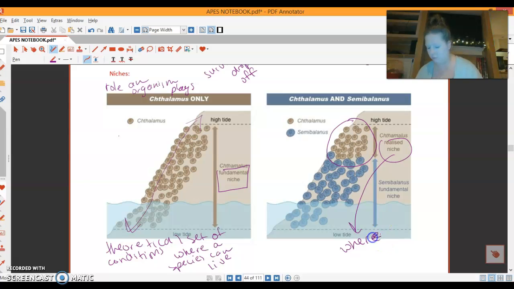The realized niche is where it actually exists. Okay, that's the difference. Theoretical, what we think it'll do, and then realized, what it actually does. Okay, all right.